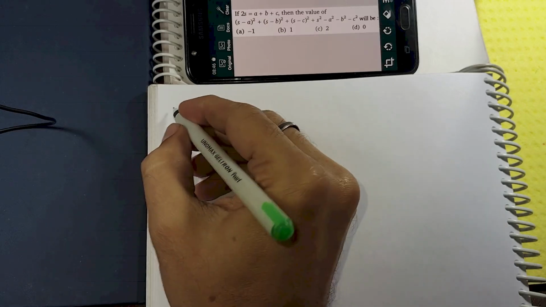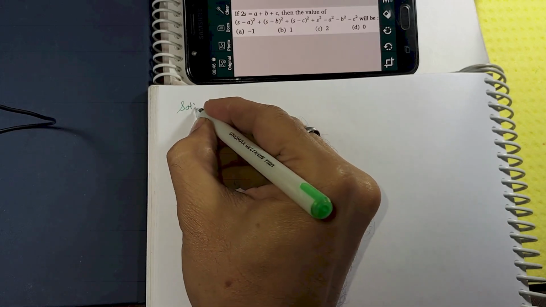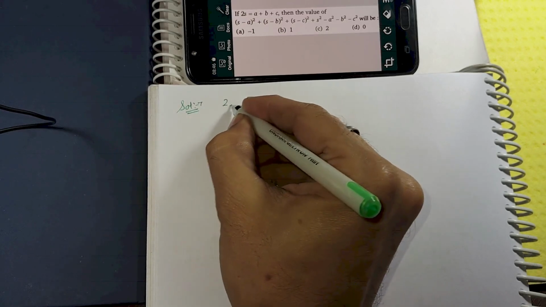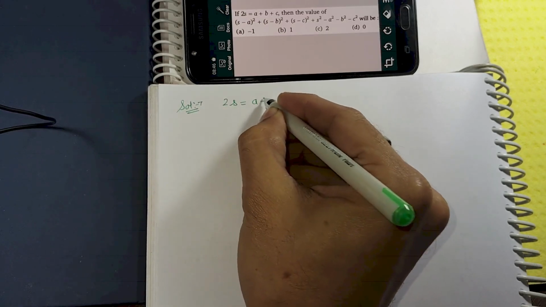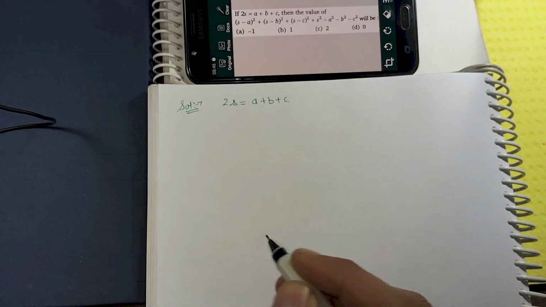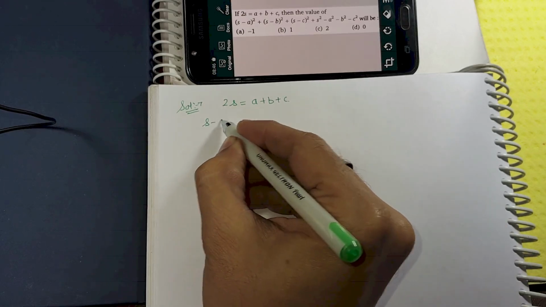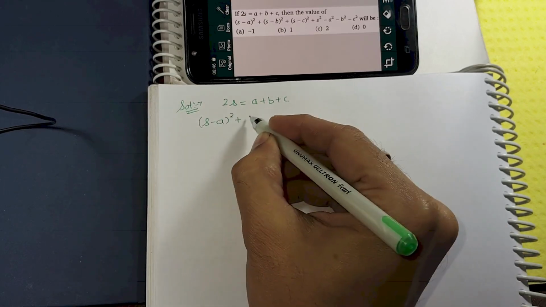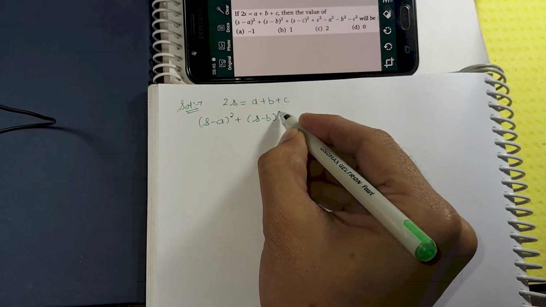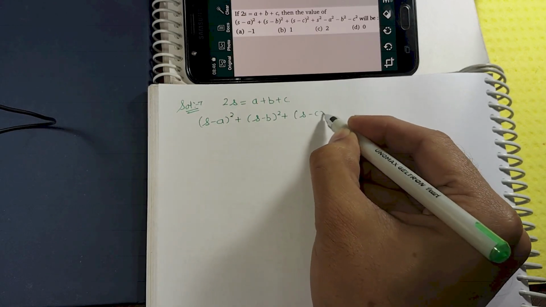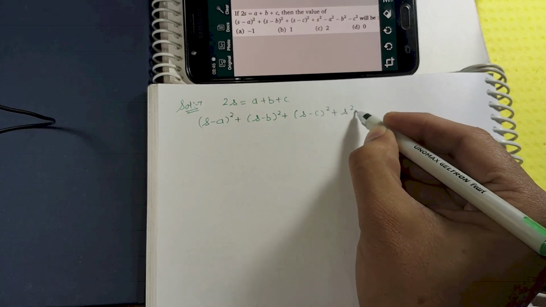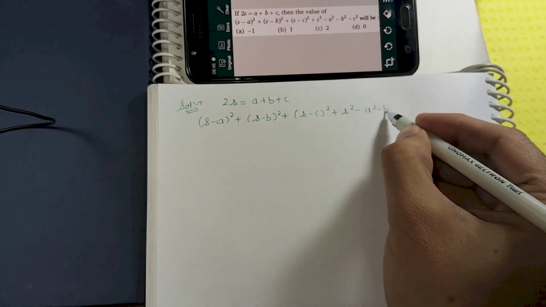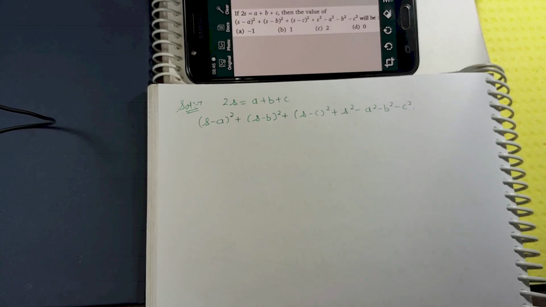If 2s is equal to a plus b plus c, then the value of s minus a whole square plus s minus b whole square plus s minus c whole square plus s square minus a square minus b square minus c square will be.